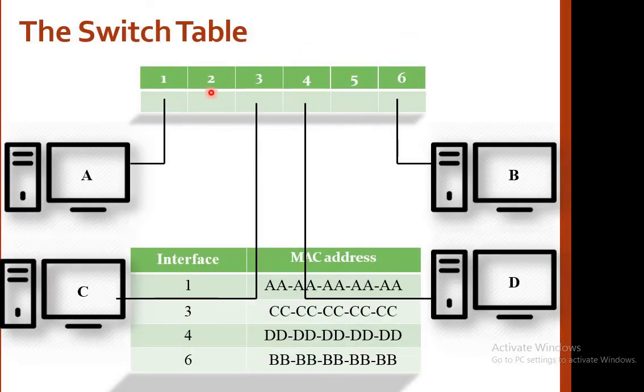Now this is an interface table where we have connected the 4 devices. How are we going to identify them? This is your first interface A. In the first interface A we have connected a device with a MAC address of AAAA. In the third interface we have connected the device with a MAC address of CCCC. In the fourth interface we have connected the device with a MAC address of DDDD, and in the sixth interface, this one, we have connected the device with a MAC address of BBBB.